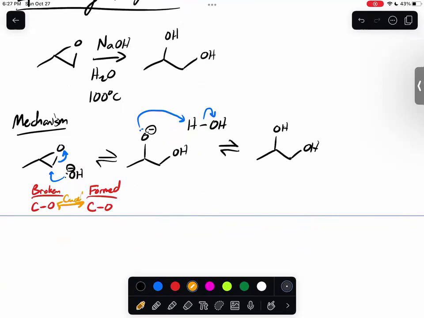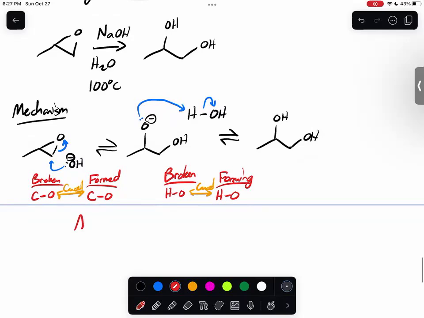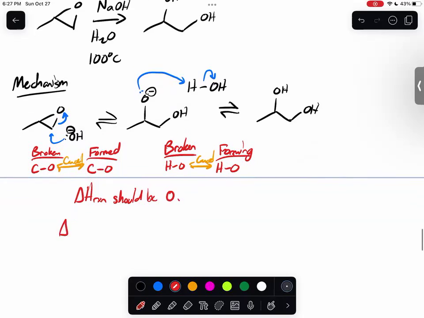And then in the second step, what we're breaking is a hydrogen-oxygen bond, and what we're forming is a hydrogen-oxygen bond, so this should also cancel out. So we would say that delta H of the reaction should be 0, but the delta H of the reaction experimentally is negative 13 kilocalories per mole.